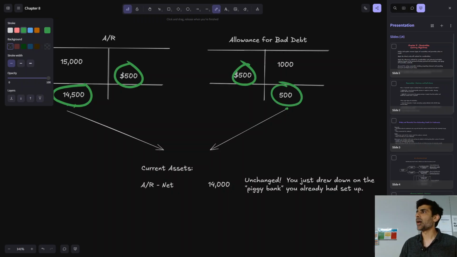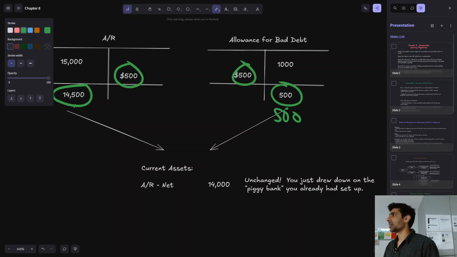What if we thought that $1,000 is going to be uncollectible? Then we're going to have to do an adjustment. We're going to have to make 500 here and take bad debt expense 500 as an adjusting entry.